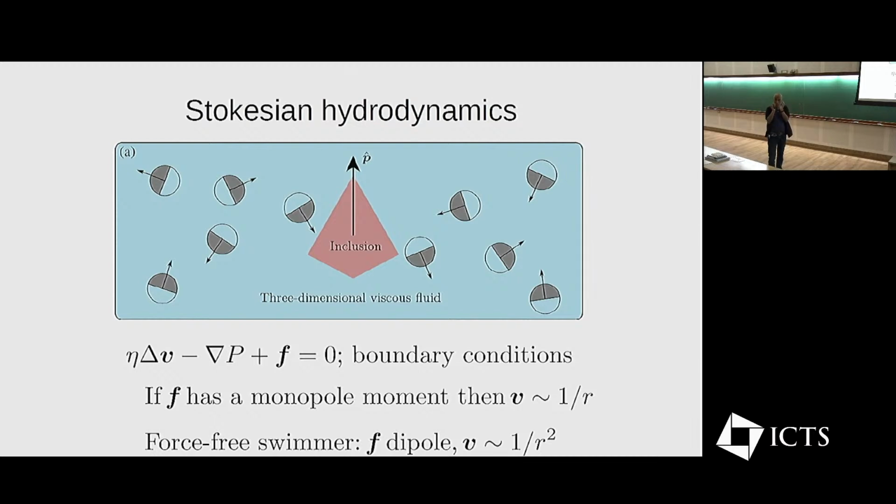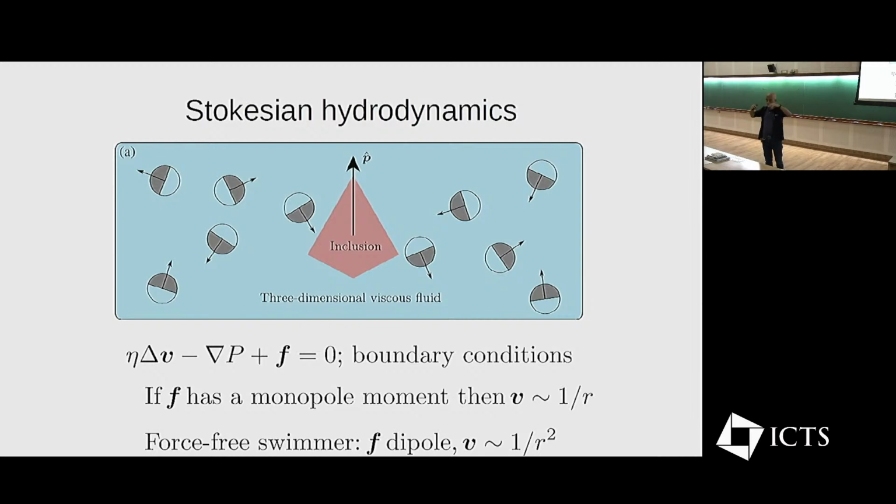Or you can describe the swimmers as themselves having, as I said, a slip velocity boundary condition on their surface. For those of you who aren't familiar with Stokes hydrodynamics, the important thing to note is this. Let's forget about this detail. So you've got an unbounded viscous fluid and you've got a swimmer in it.